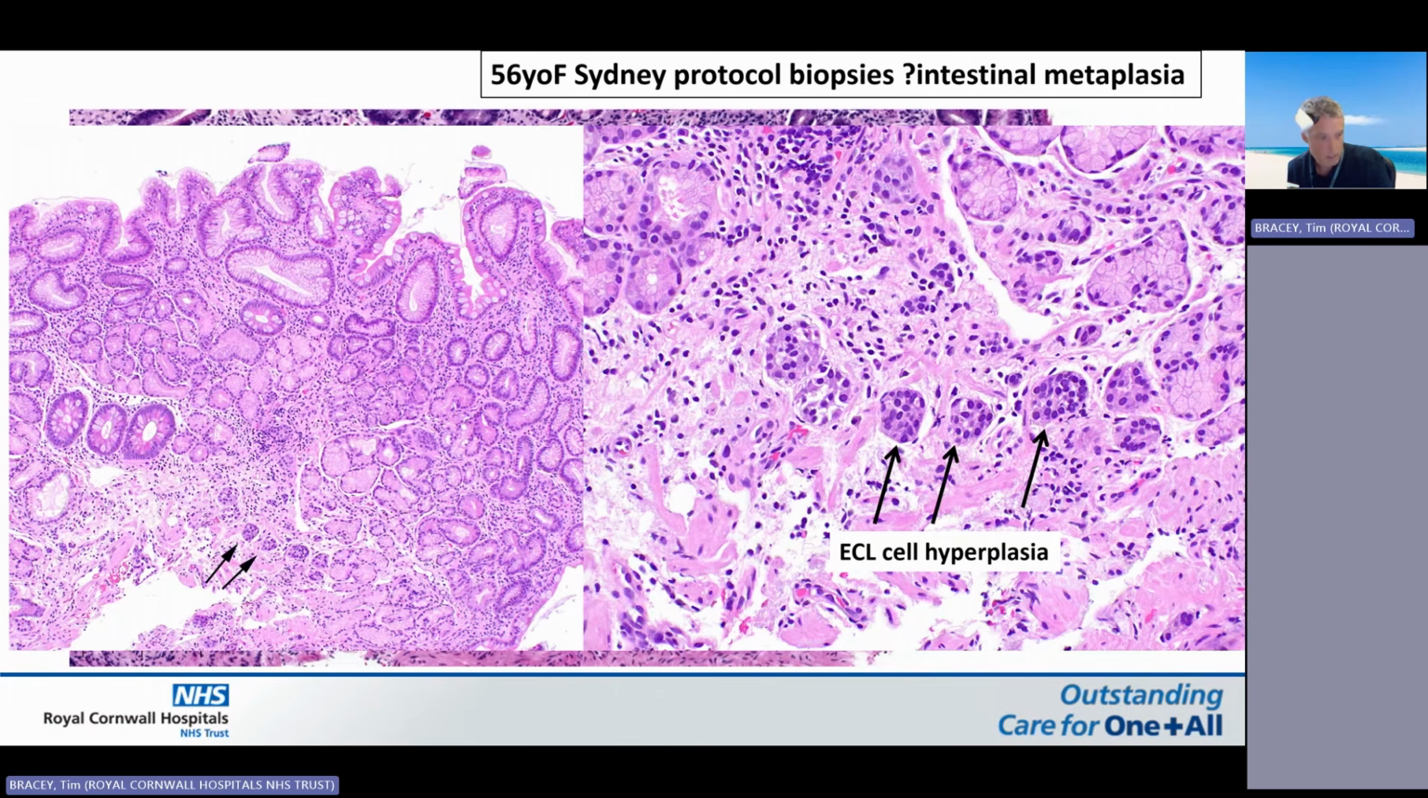So you need to confirm oxyntic gland loss, not just IM. It is possible to make a false assumption of body mucosa if the site is mislabeled, and that's why it's important to have these Sydney protocol biopsies.